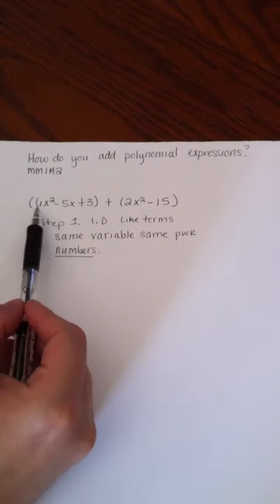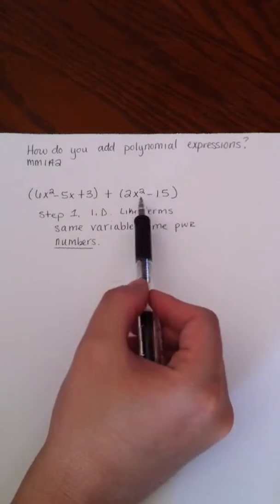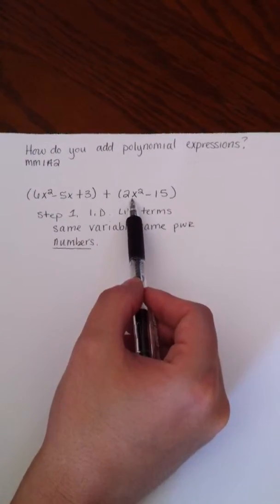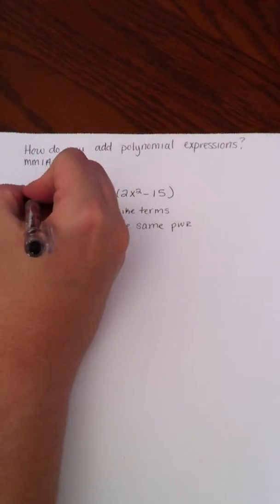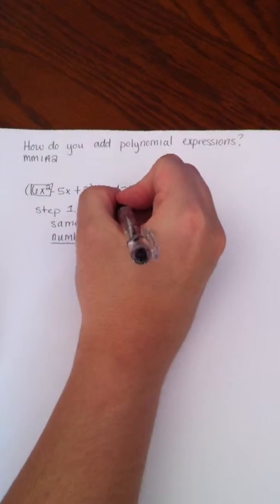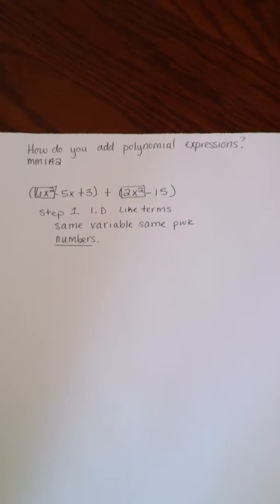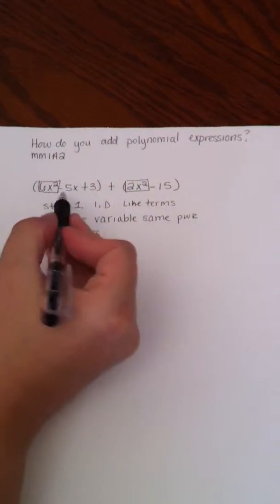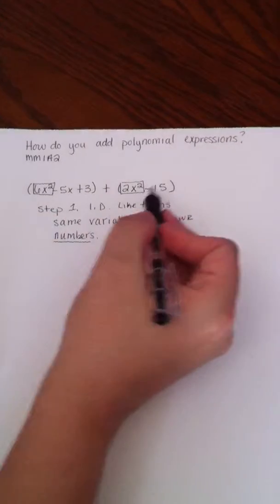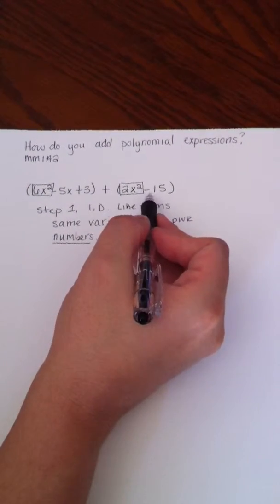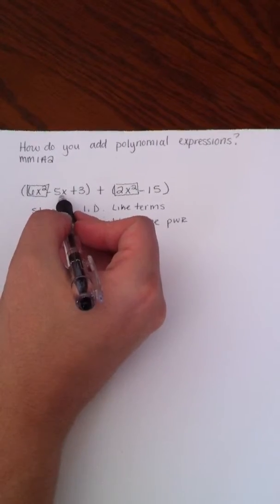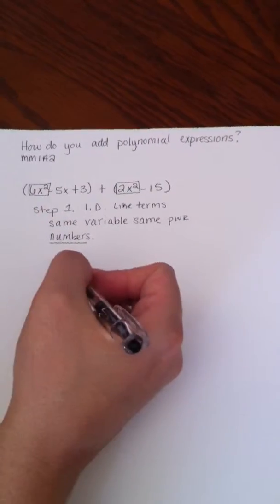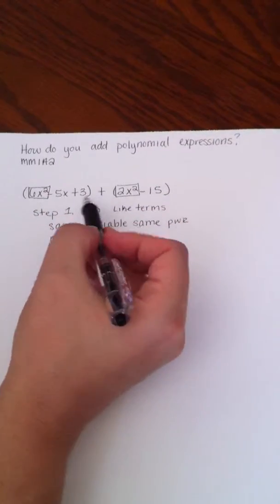We start off with the 6x squared, and I look to my second polynomial to see if I have another x squared term, and I see that I do. I have 2x squared. So I'm going to put a box around these two. I like to use shapes to help me identify them. Then I go to my negative 5x. I notice I don't have an x term in the second polynomial. So negative 5x will not be added with anything. It will simply follow behind the x squared term.